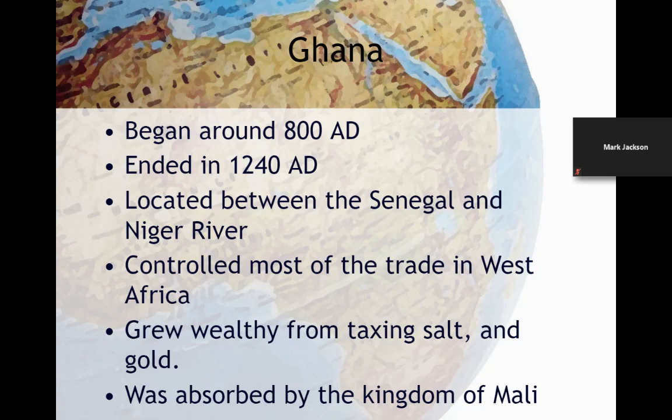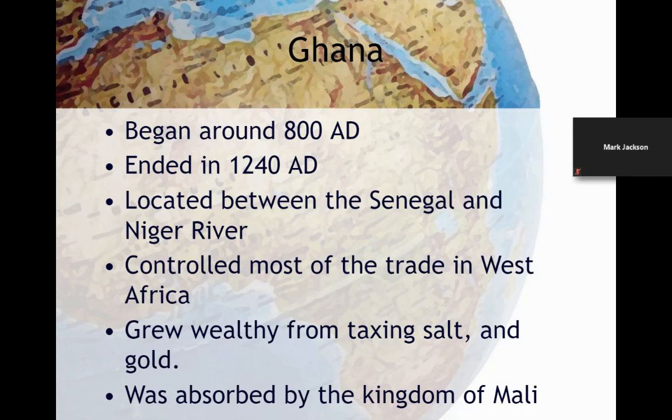They grew wealthy from taxing salt for gold. That's right, ladies and gentlemen. They made all of their money by trading salt for gold. Think about that. I'm going to trade you a bar of gold for a bottle of salt. And that's what they did, because the rest of Africa did not have salt, and they had plenty. So everybody traded them the gold that they had for salt. And eventually, that's how they became so rich.